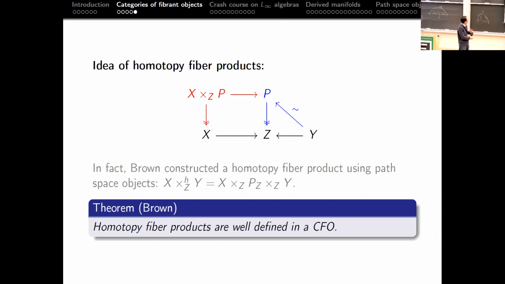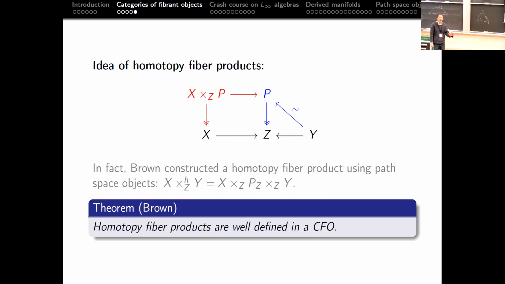Which is weakly equivalent to y, also a fibration, right? And then this guy is a submersion now. You think of this as submersion, fibration, submersion, and then you can take a fiber product. So this will be the homotopy fiber product. I think in the paper, he justified that this is well defined up to weak equivalence. It's not dependent on the choice. So this is a CFO.